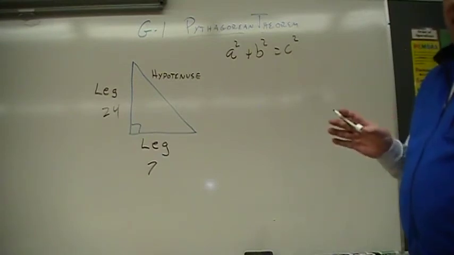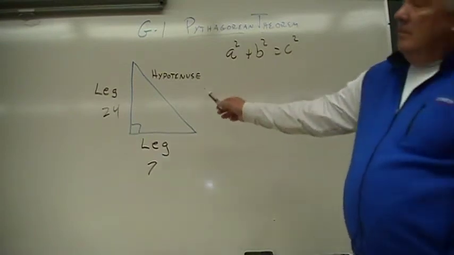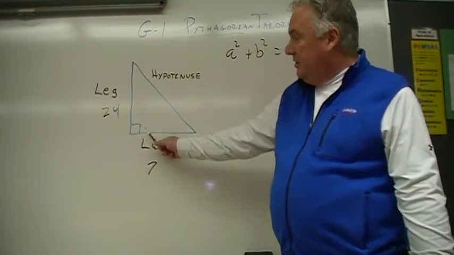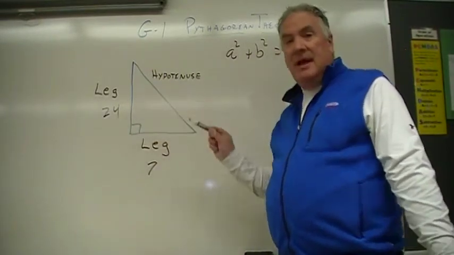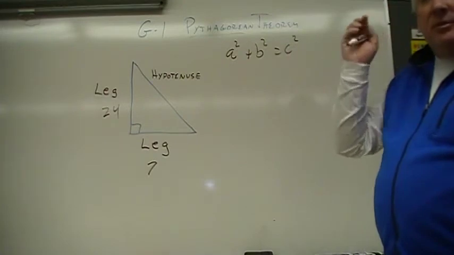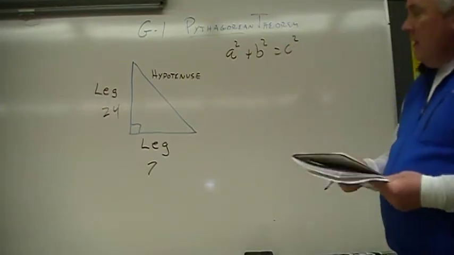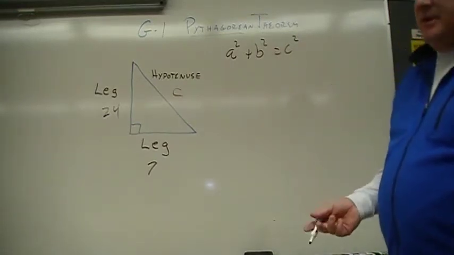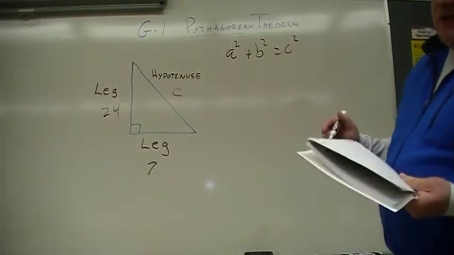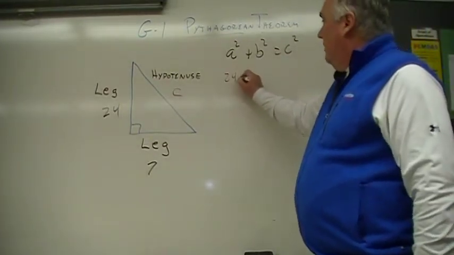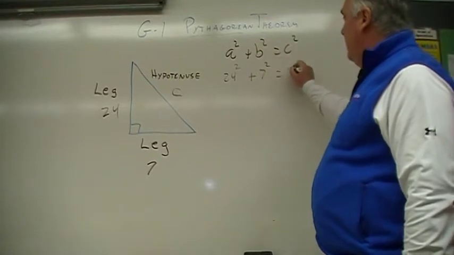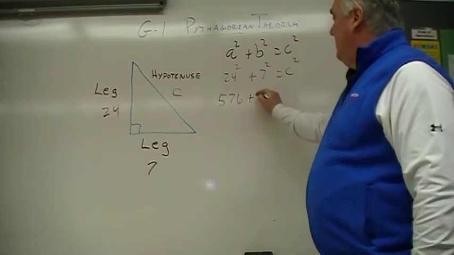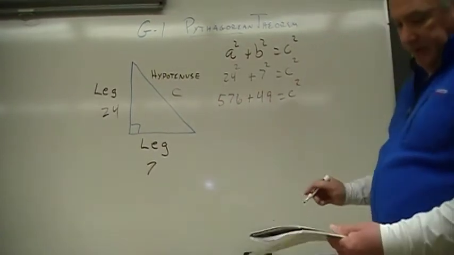Before I solve it, the right triangle is not going to be to scale. So even though this is 7, which is much smaller than 24, we're just identifying the sides for the purpose of doing the Pythagorean Theorem. So we don't know C, so that's the missing side. What we're trying to do is find the missing side when given two sides. So 24 squared plus 7 squared equals C squared. So this is 576 plus 49 equals C squared.